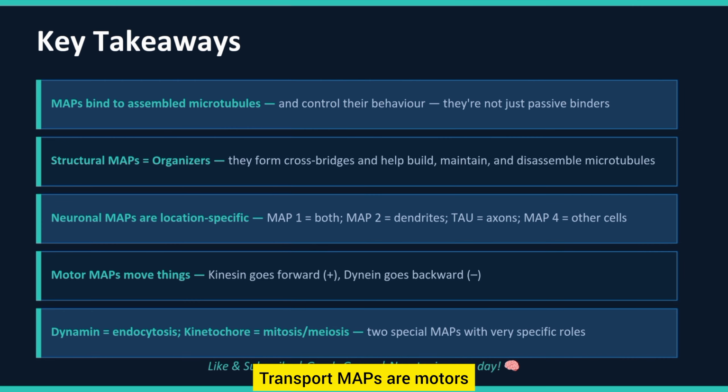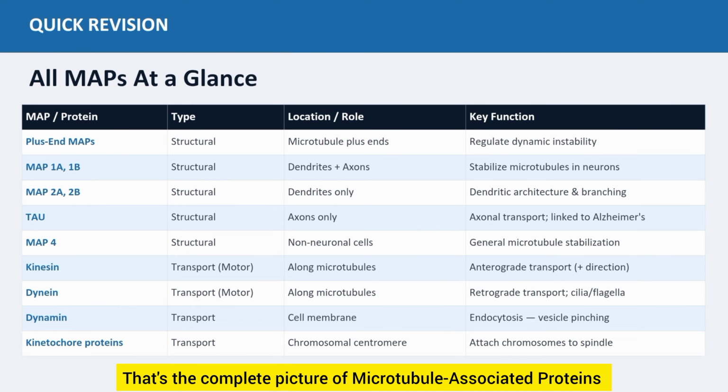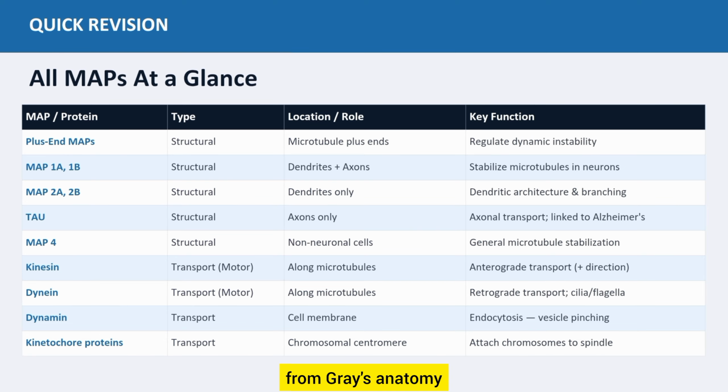Transport MAPs are motors. Kinesin goes toward the plus end, anterograde. Dynein goes toward the minus end, retrograde. Dynamin handles endocytosis. Kinetochore proteins attach and move chromosomes during cell division. And functionally, structural MAPs are critical for cell morphogenesis, mitotic division, and regulation of cell shape. That's the complete picture of microtubule-associated proteins from Gray's Anatomy.